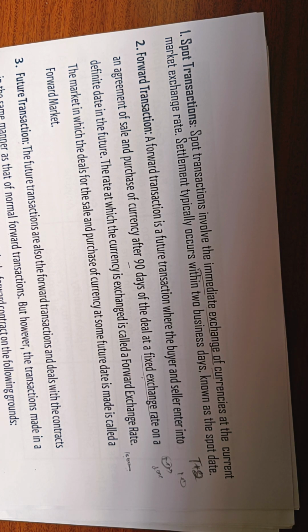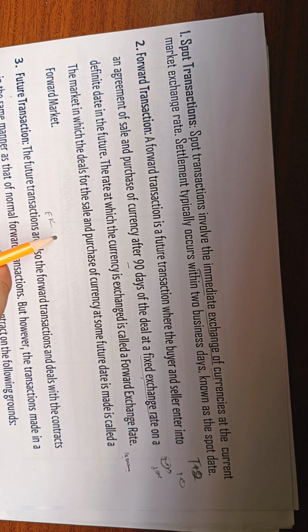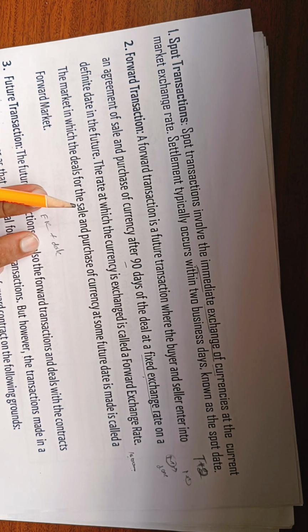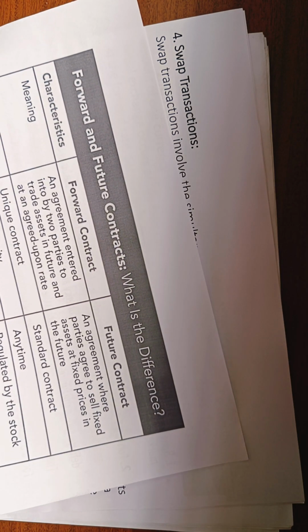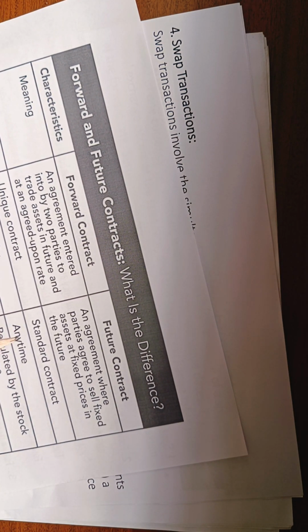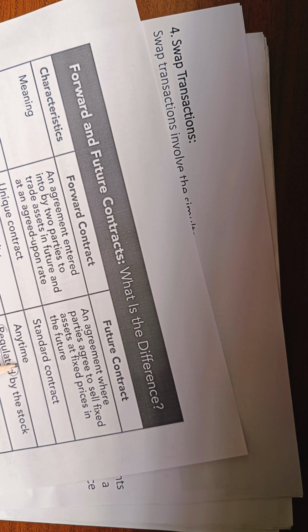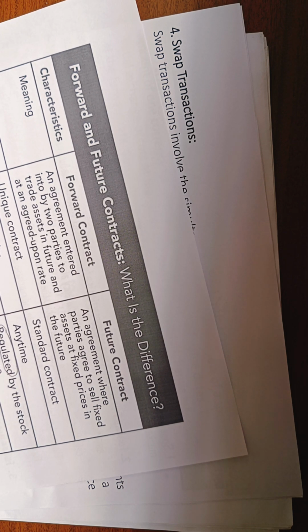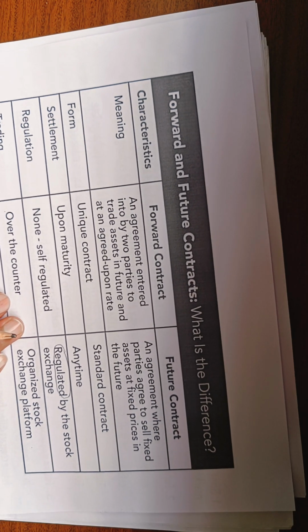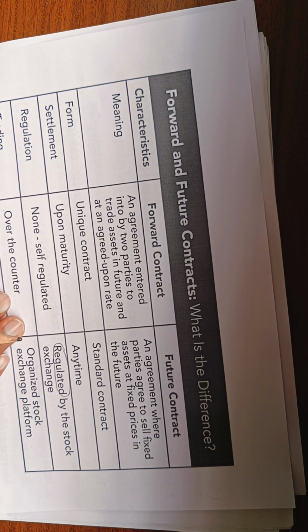Future transaction is the same, but in the future transaction we decide the exchange rate, plus when I'm going to make the transaction, plus the date. And the future transaction is carried out by a regulated body. By this we can see what exactly the difference is between the forward as well as the future.